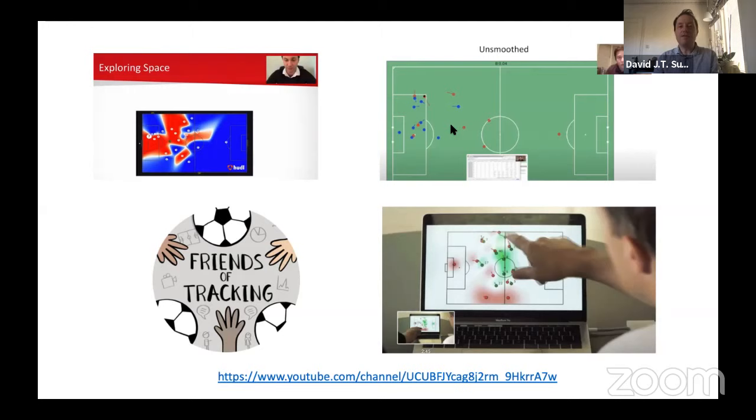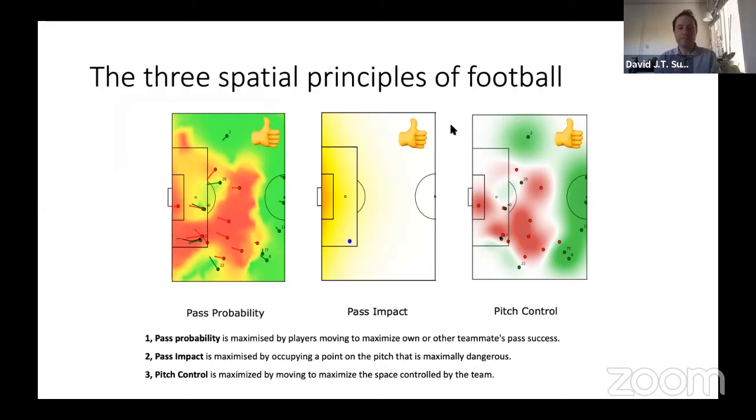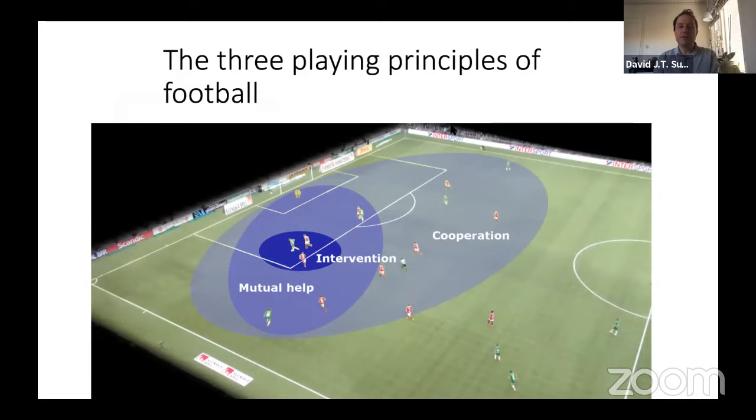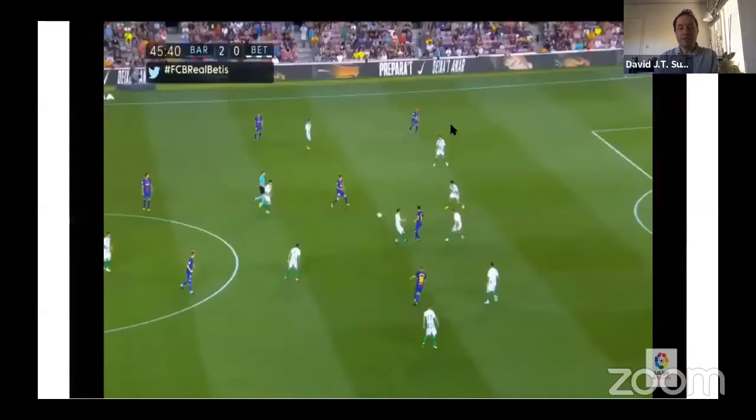So now we have our three spatial principles of football. We've got pass probability, pass impact, and control. We've got mathematical models for all of them, plus some grounding of each of these in how we play football. The next thing we need to look at are three playing principles for football. How do we combine these spatial principles with the playing principles and how coaches talk about football and how players think about football?